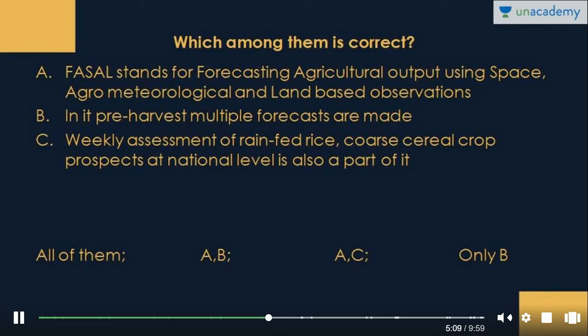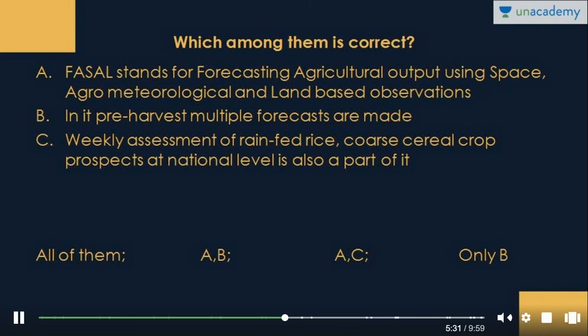A. FUSL stands for forecasting agricultural output using space, agro-meteorological and land-based observations. B. In it, pre-harvest multiple forecasts are made. C. Weekly assessment of rain-fed, rice, coarse cereal crop prospects at national level is also part of it. So this was basically a technique developed by ISRO for agriculture sector.